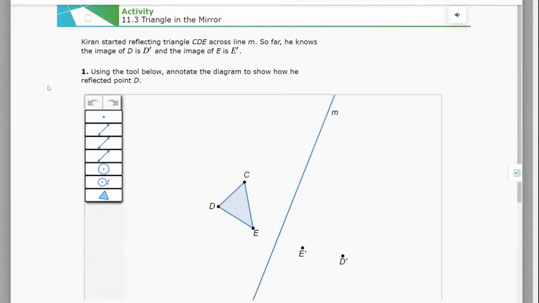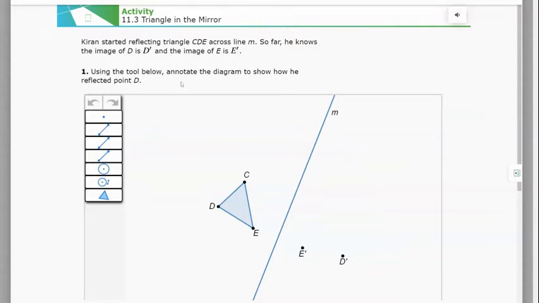All right, activity 11.3, triangle in the mirror. So Karan started reflecting a triangle CDE across line M. So far he knows the image of D is D prime and the image of E is E prime. So this kid knows that D is right over here. And now, after you do some reflection across line M here, the new image is D prime. So it goes from D and then it reflects across to give us D prime, as well as E reflecting over line M, giving us E prime.